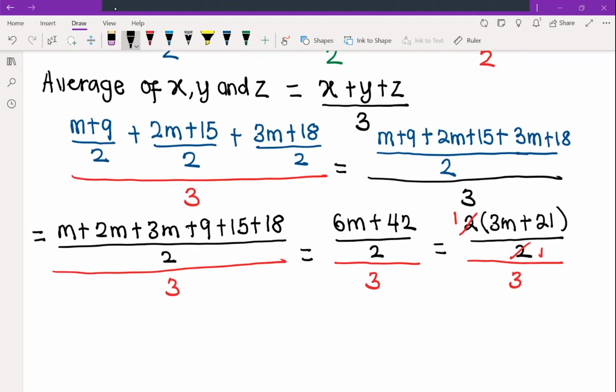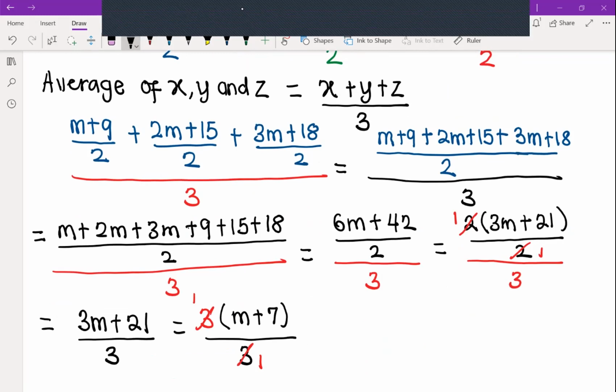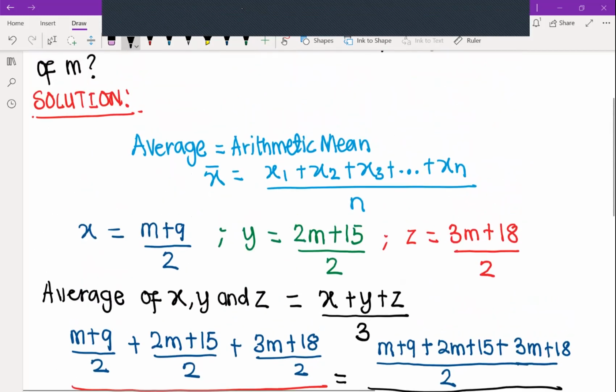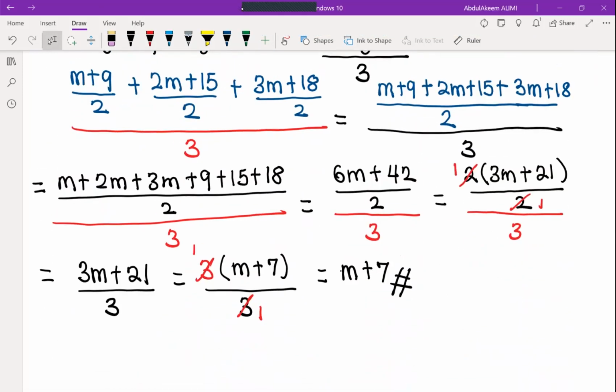So what do I have next now? I'll have this as 3m plus 21 divided by 3. For this one now, 3 is common here. I'll have 3 open bracket m plus 7, everything divided by 3. So when I solve this out, I strike this one, and this one is also 1. Therefore, my final answer is m plus 7. We are told to find the average of x, y, and z in terms of m. So I have my m here, and my final answer is m plus 7.